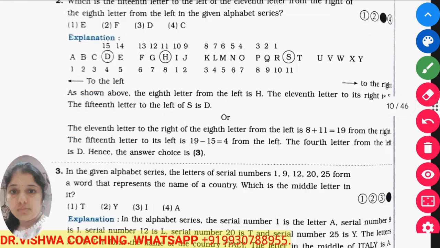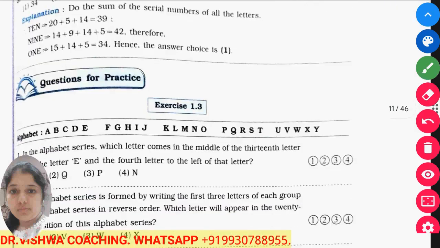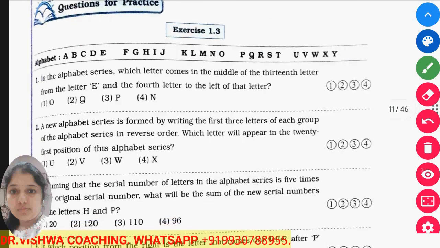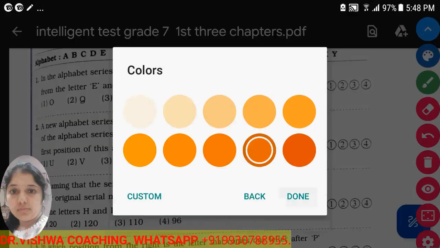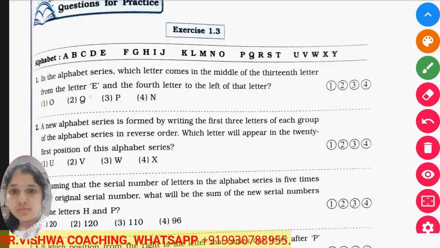So the very first question in the practice exercise is: in the alphabet series, which letter comes in the middle of the 13th letter from E and the fourth letter to the left of that letter? Now see, we have to find the letter which is in the middle of the 13th letter from this letter E and the fourth letter to the left of that letter. So you have to first find which is the 13th letter from E.